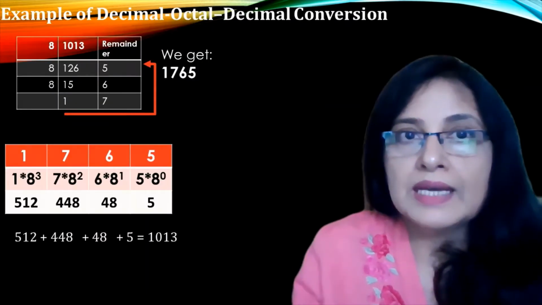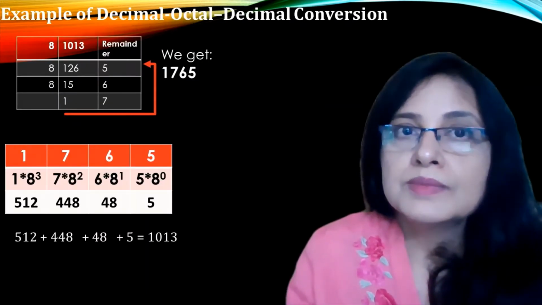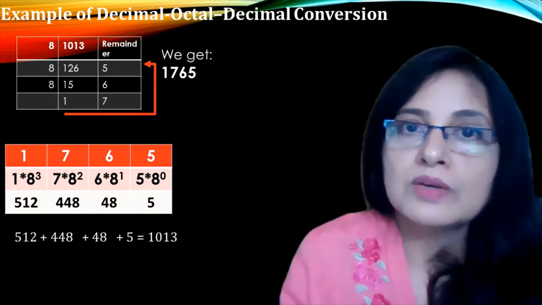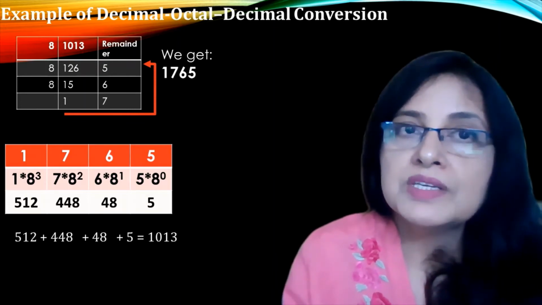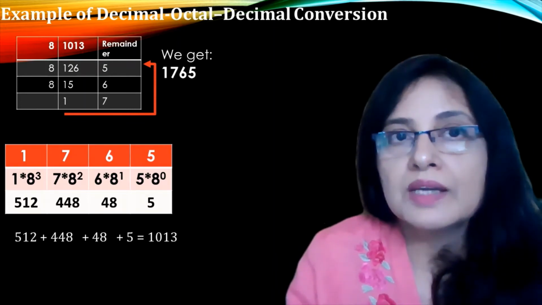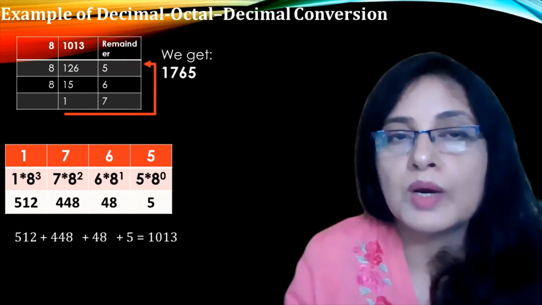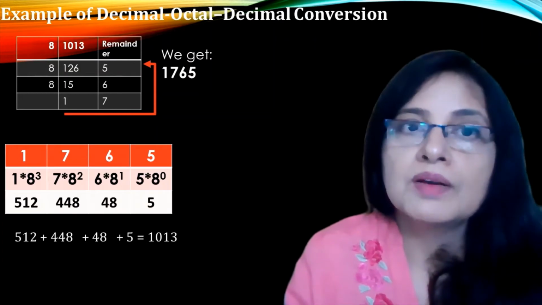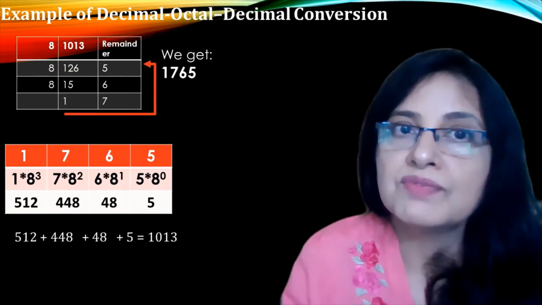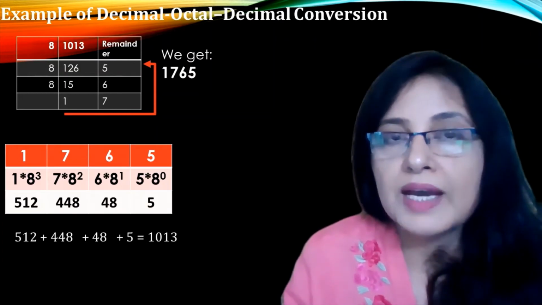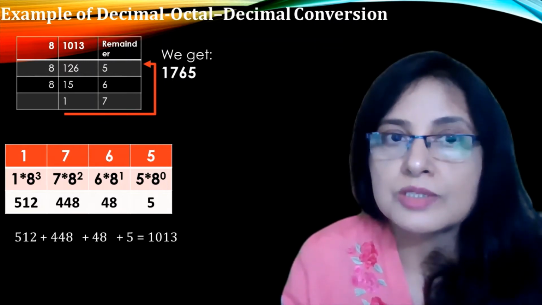We look at it as an example. The decimal that we are taking is 1013, and we divide it by 8, and we get our most significant digit, which is 1. So we start looking from there. 1, 7, 6, and 5 are the remainders. So that is our octal number.